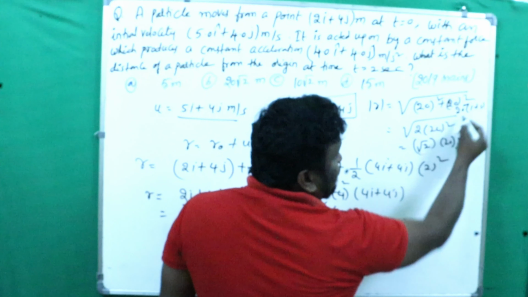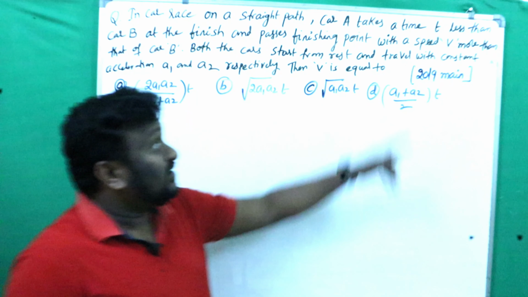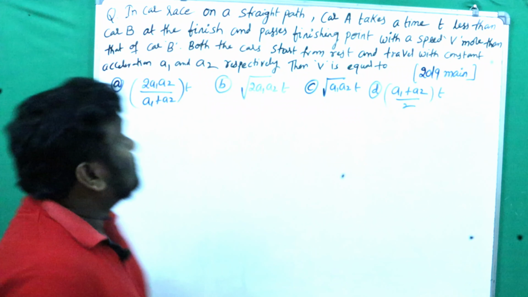Now obviously what it is? 20 root 2 meters. That's why option B is the correct one. See the next question. This is the question given in the 2019 mains.